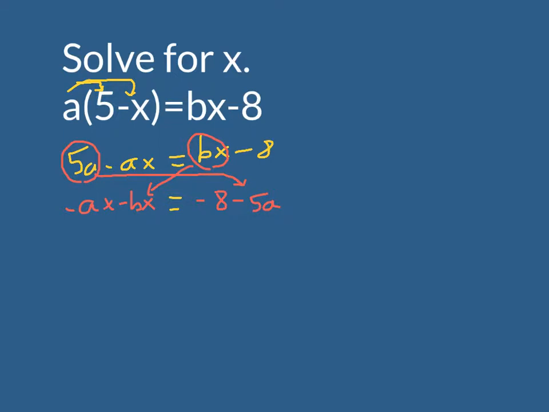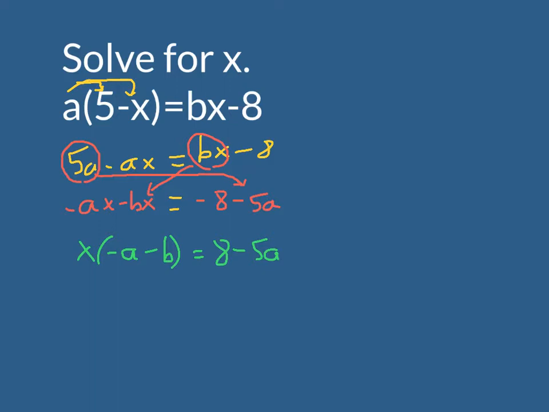Next step, use the distributive property. We have x times negative a minus b, and that equals 8 minus 5a.